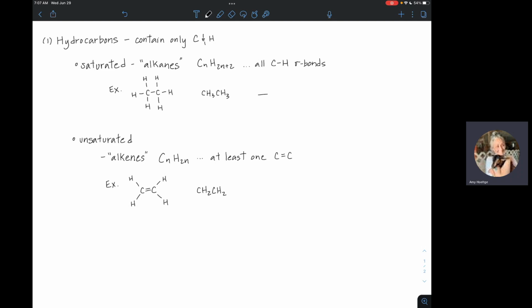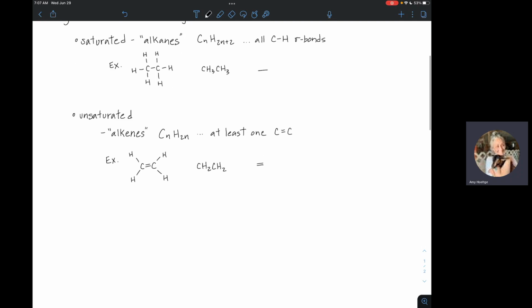And this could be the condensed form. The line bond form would just look like that. Those line bond structures are a lot more useful when the molecule gets bigger.